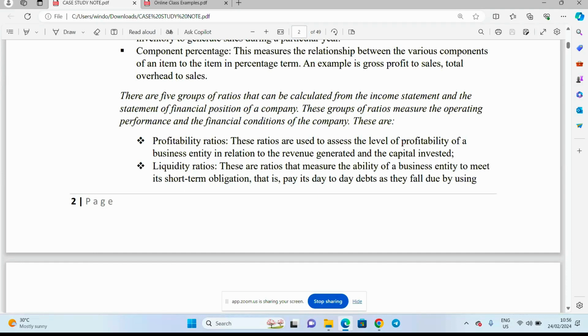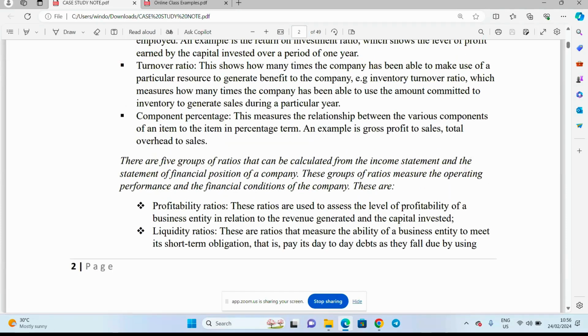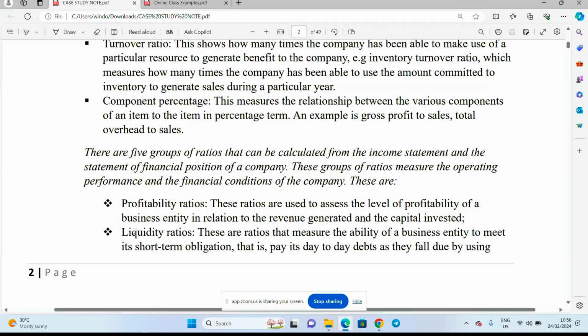Okay, which one am I reading, sir? Liquidity ratio. You've gone past there now. No, here. This one. Okay.